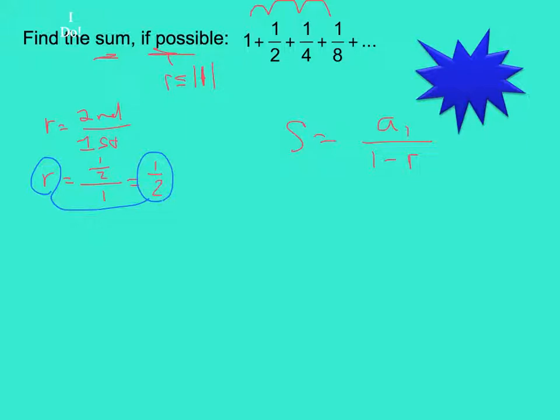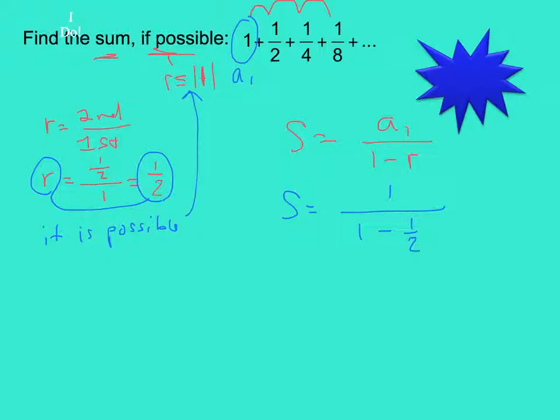Okay, now I need to find my A1. Well, that's just my first term, so there's my A1 right there. So it is possible. Okay, because of this, our R value is less than 1. And now we're going to start substituting inside our formula. So the sum, the infinite sum, is equal to 1, which is my A1, over 1 minus R, which is 1/2.